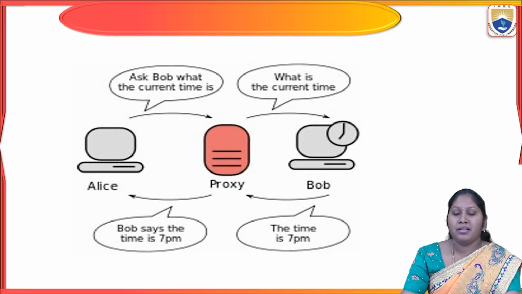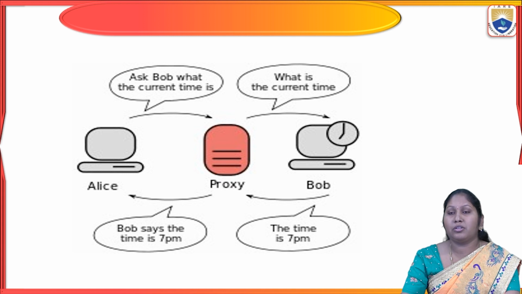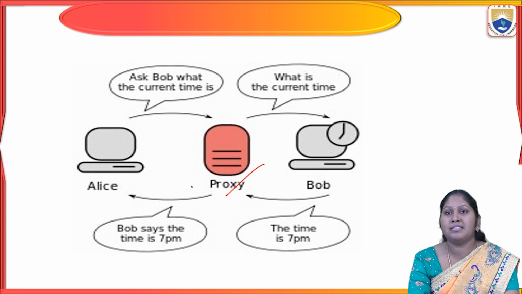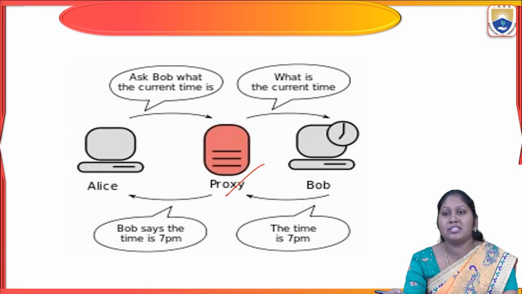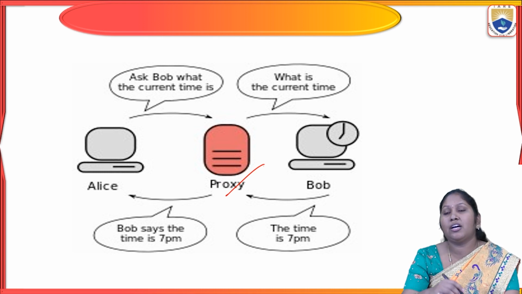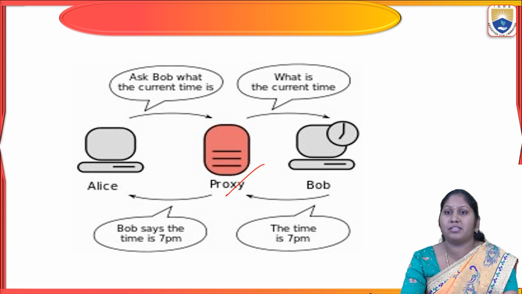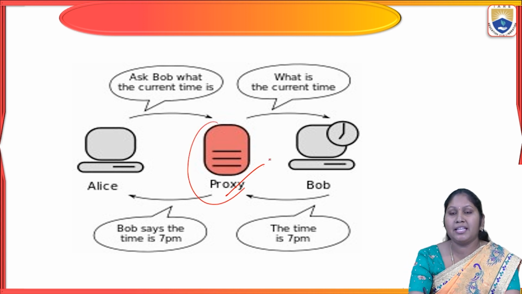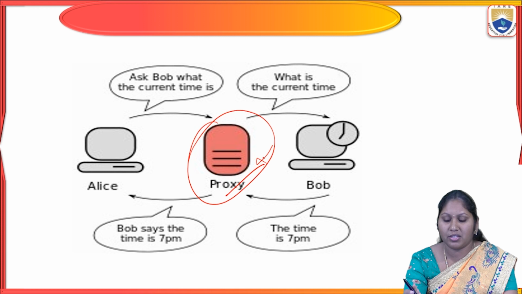This is one example. Here we have two users, Alice and Bob. Alice asks the proxy server what the current time is. That question goes to Bob, but not directly. It goes through the proxy server. Bob gives the answer, and it is sent to Alice. The proxy server does nothing else here. It is just collecting the information.